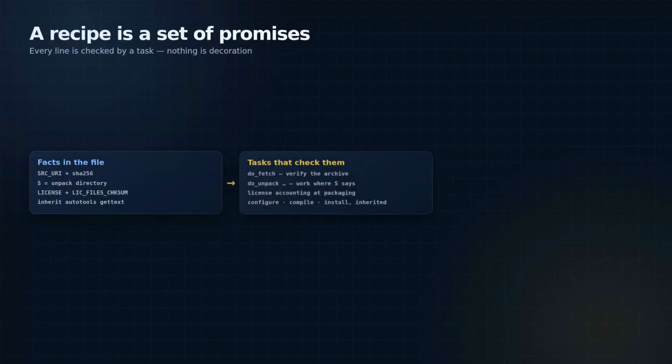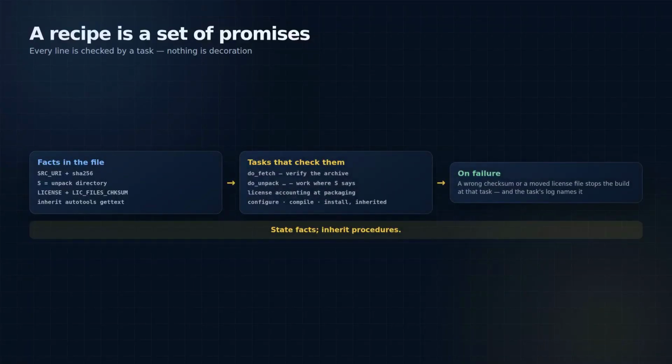Read those lines again, as promises to tasks. The fetch address and checksum bind do fetch. It must produce exactly the archive we named, from the cache or from the network. The unpack directory binds do unpack and every task after it. They work where we said the source lands.